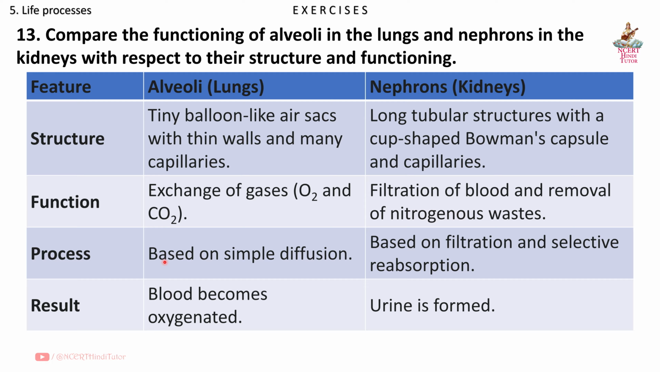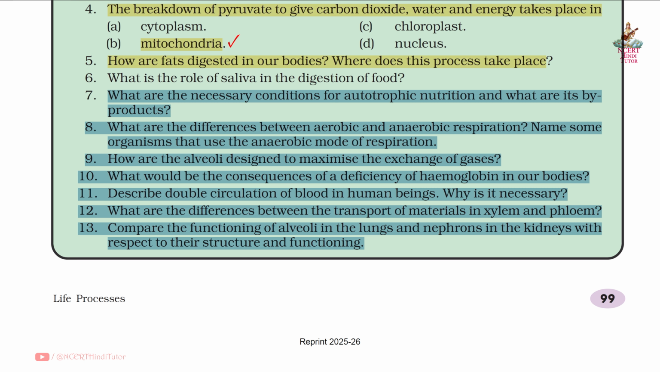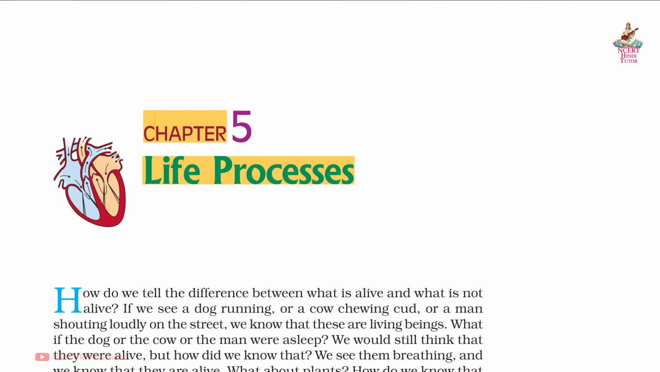Process: alveoli, based on simple diffusion. Nephrons, based on filtration and selective reabsorption. Result: alveoli, blood becomes oxygenated. Nephrons, urine is formed. So friends, we have completed all these question answers from chapter 5, life processes.